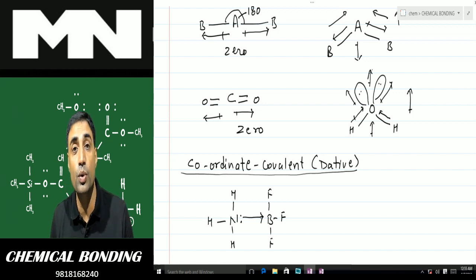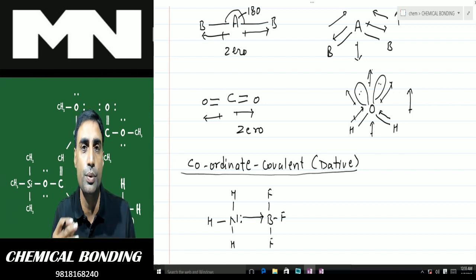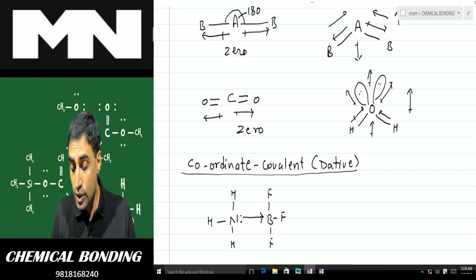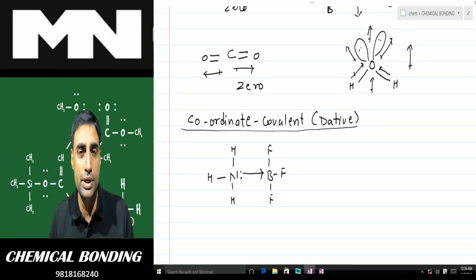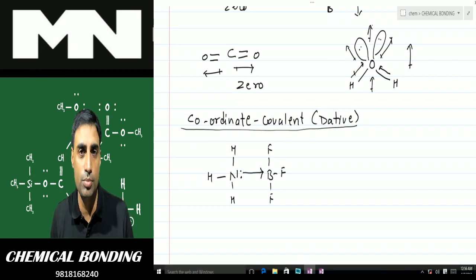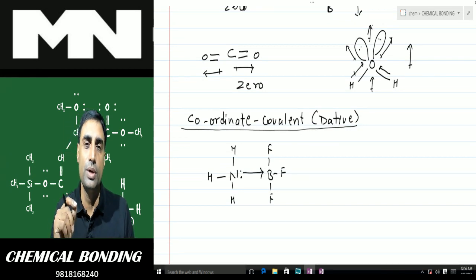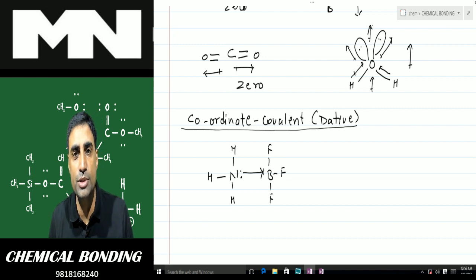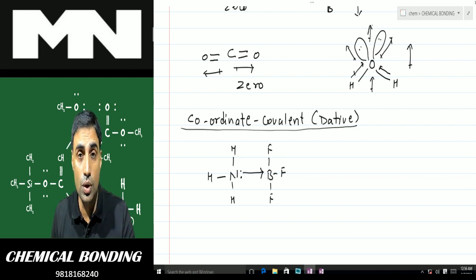In coordinate bonding, what happens? The lone pair of electrons is donated by an atom to an electron deficient atom, molecule or ion. The atom which donates its lone pair can donate only after completing its own octet. If the octet of the donor atom is not complete, it cannot donate its lone pair of electrons. So first it will complete its own octet.